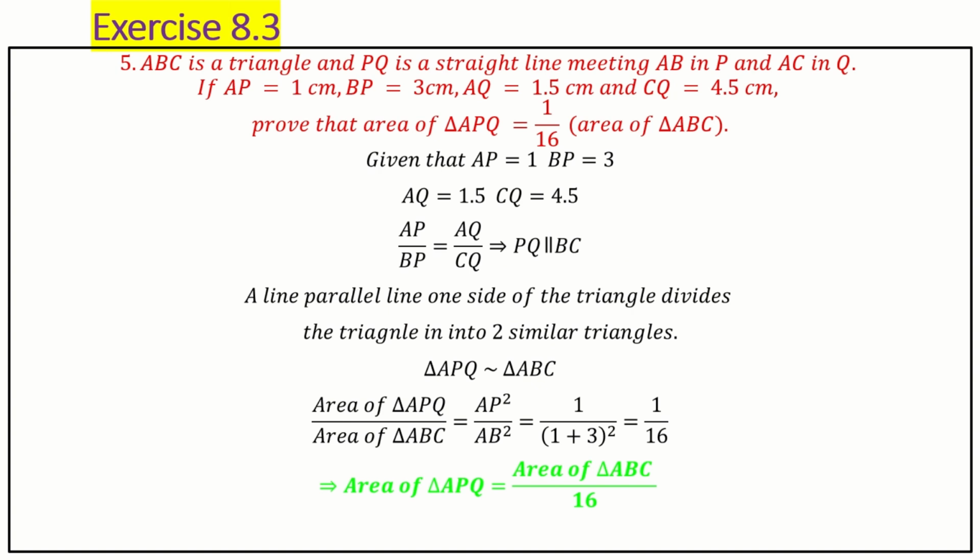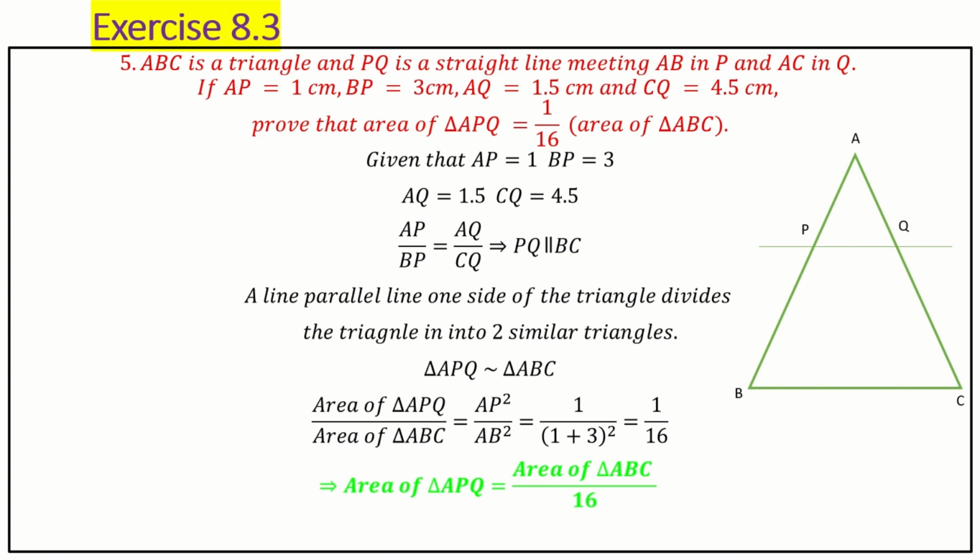Okay. ABC is a triangle and PQ is a straight line meeting AB in P and AC in Q. Okay, you can see the picture. If AP equals 1, BP equals 3, AQ equals 1.5, CQ equals 4.5, prove that triangle APQ equals 1/16th of ABC. So first thing we need is the ratio of their corresponding sides. Once you know that, then it is very simple, right?